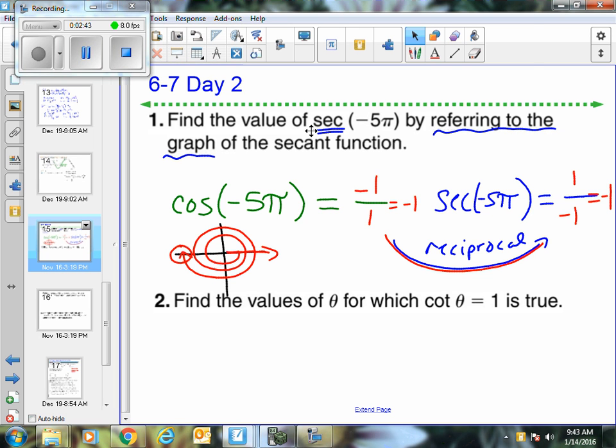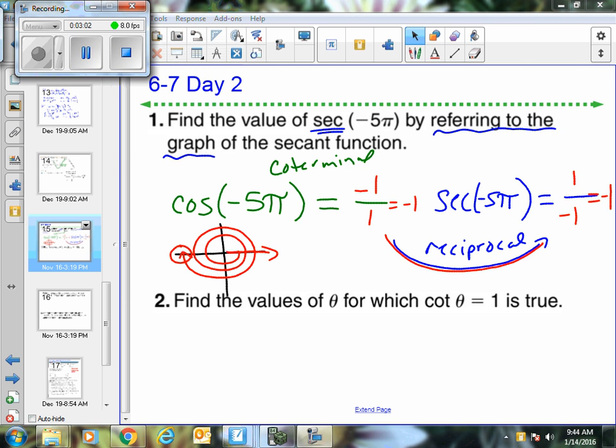So if cosine had ended up being, say, 1/2, then secant would be 2, right? So you're always doing the reciprocal when we think about those. So find something that's coterminal. Think about something that is easier to deal with. So find a coterminal angle to be able to think about what that is.